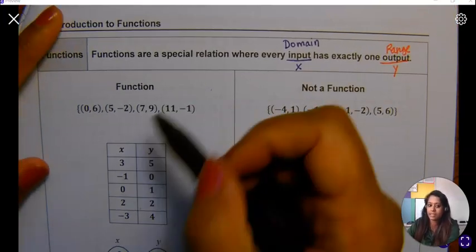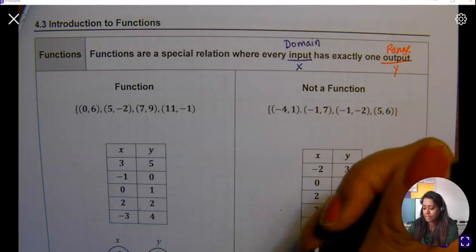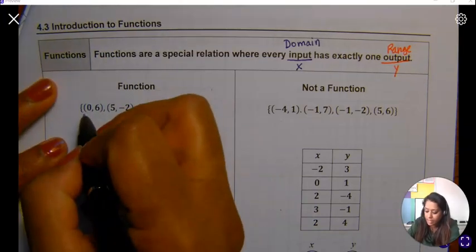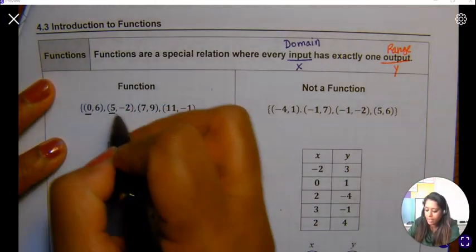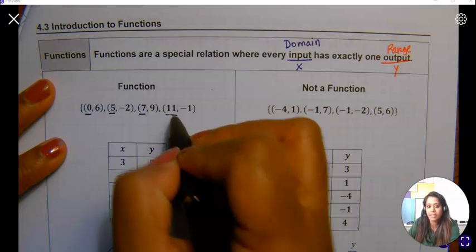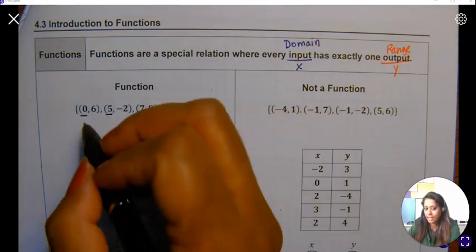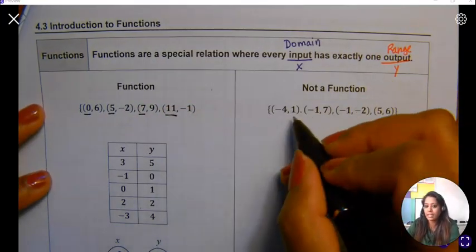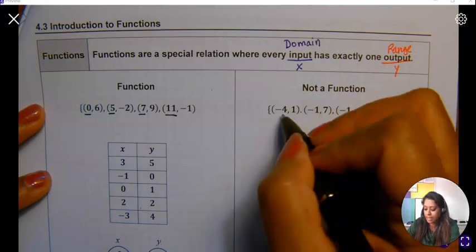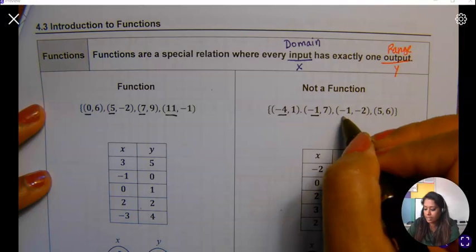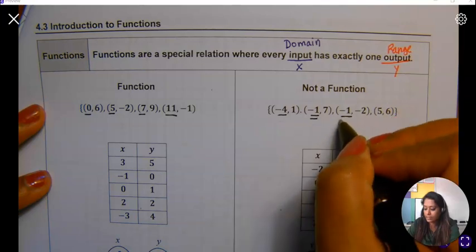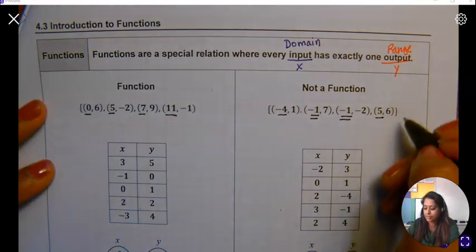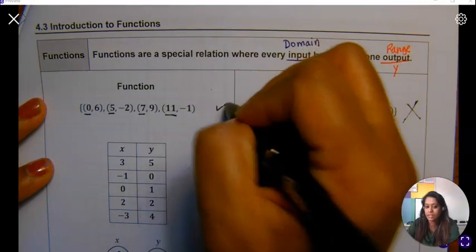So here are all these examples and different representations of functions. The first one, we're going to look at the domain. You have 0, 5, 7, and 11. Nothing is repeating. Every input has its own output, so that's a function. But when I look at these coordinate pairs, I have -4, -1, -1 again, so -1 is repeating, and then 5. This is what makes it not a function. So this is not a function, this is a function.